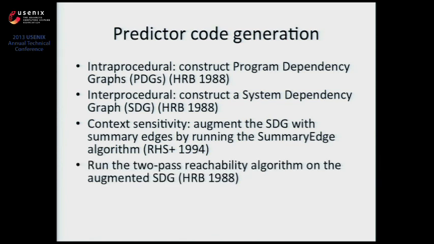Then we run the two-pass algorithm on the augmented SDG to create a slice. The basic slicing algorithm is run on intermediate code for easier analysis. Finally, we change the intermediate code to final code.